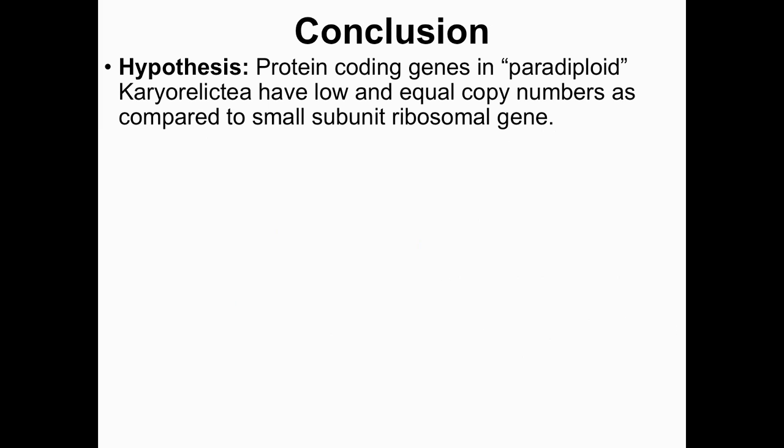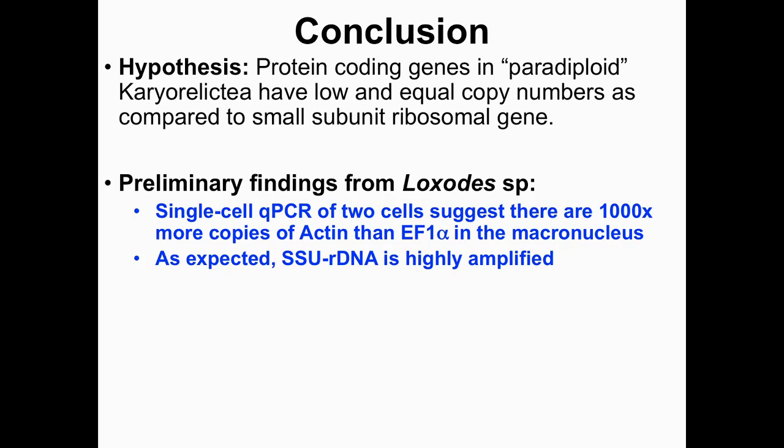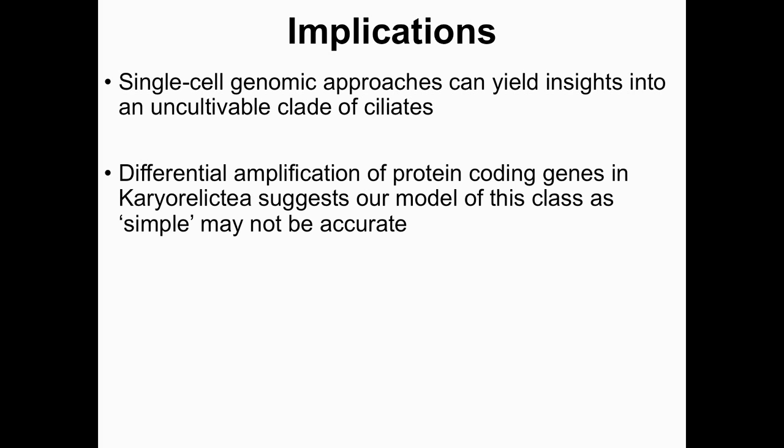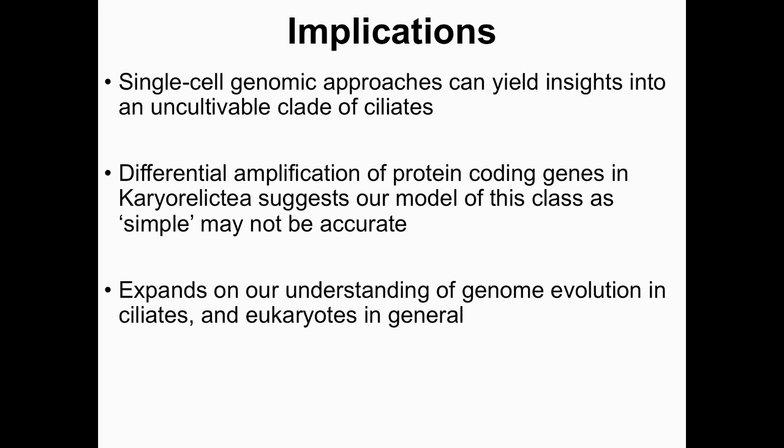And here's a brief conclusion, which I showed before. From this project, we can see that single-cell genomic approaches can yield insights into an uncultivable clade of ciliates. Also, differential amplification of protein-coding genes in Karyorelictea suggests that our model for this class as simple might not be accurate. It also expands our understanding of genome evolution in ciliates and eukaryotes in general.